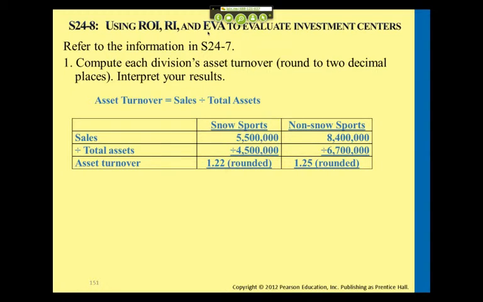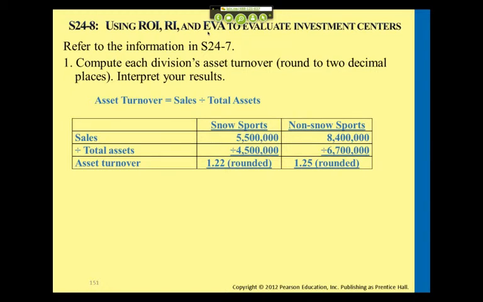And what did you say just a second ago? Did you say non-snow sports is more efficient? It's more efficient, it's 1.25. If I'm investing in buying more assets, I will generate more: the snow sport division is generating $1.22 for every dollar of asset invested, and this one generates more.